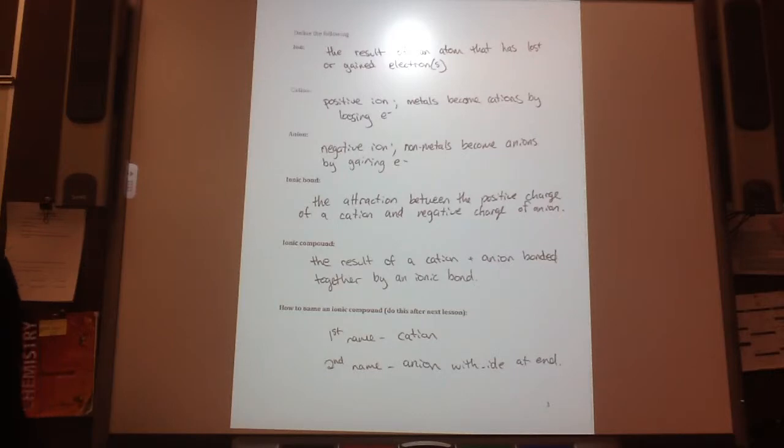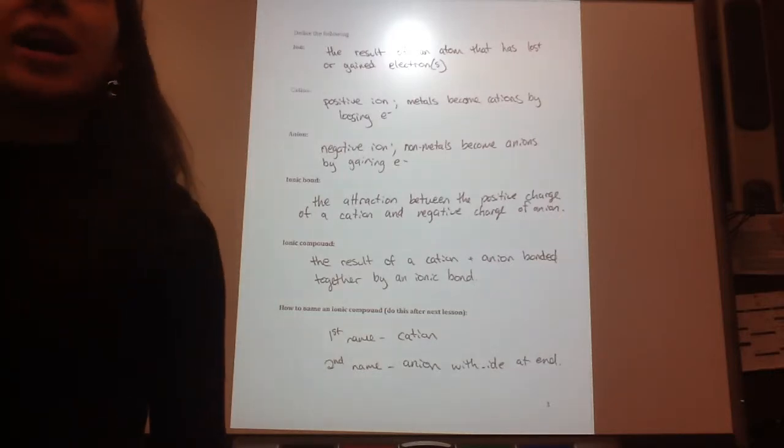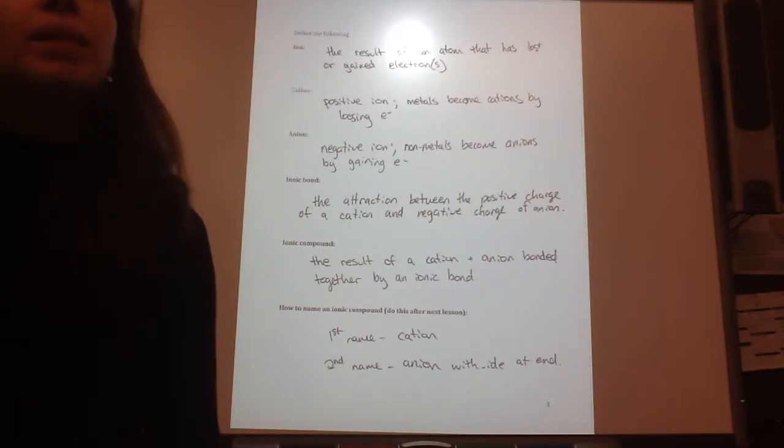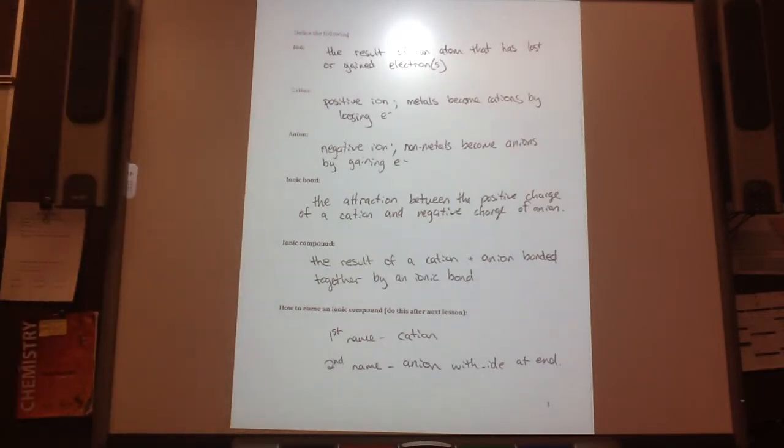Then a cation. A lot of you just wrote down, I looked at some of your workbooks, positive ion. Yes, you're right, but tell me more. How do I get a positive ion? Well, metals become cations by losing electrons. So it's the loss of electrons, that's really important. And then an anion is the opposite. Yes, it is a negative ion, but tell me more. How did it become a negative ion? Well, it gained electrons.